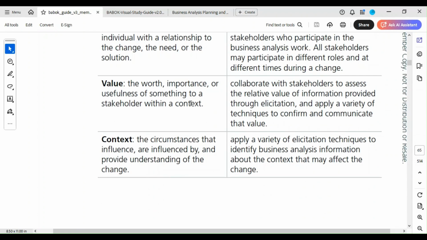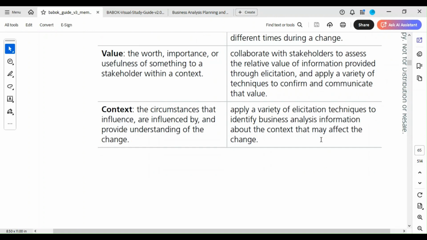Value: the worth, importance, or usefulness of something to a stakeholder within a context. Collaboration with stakeholders to assess, that is when you have multiple business analysts with stakeholders to assess the relative value of information provided through elicitation and apply a variety of techniques to confirm and communicate that value.